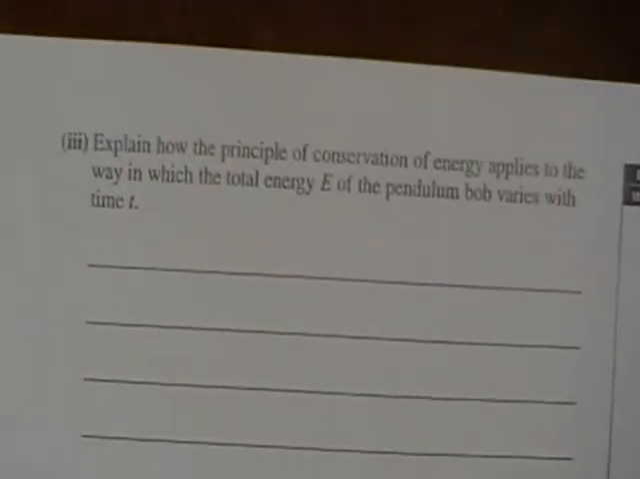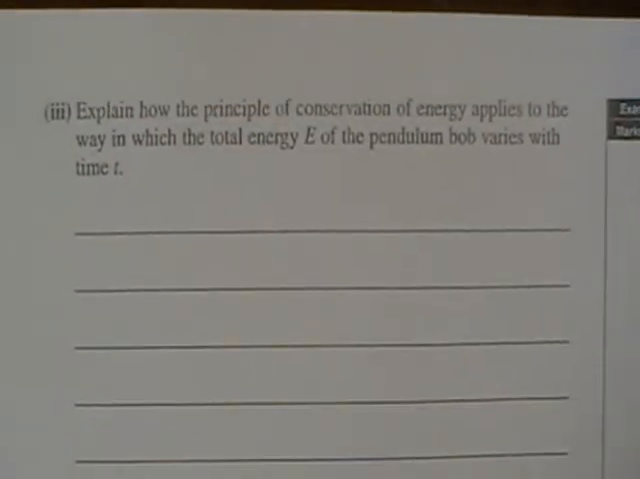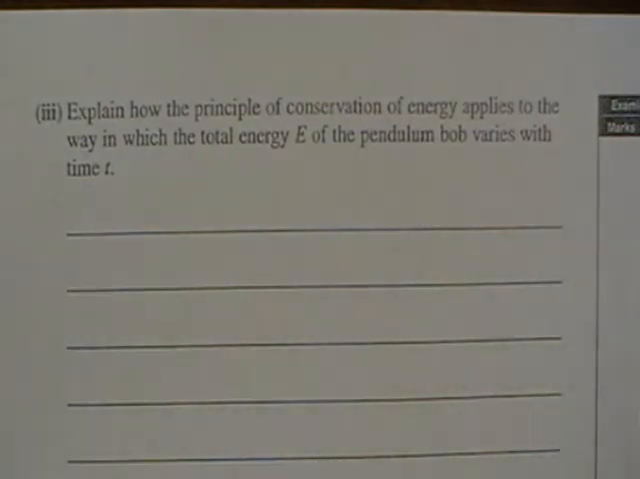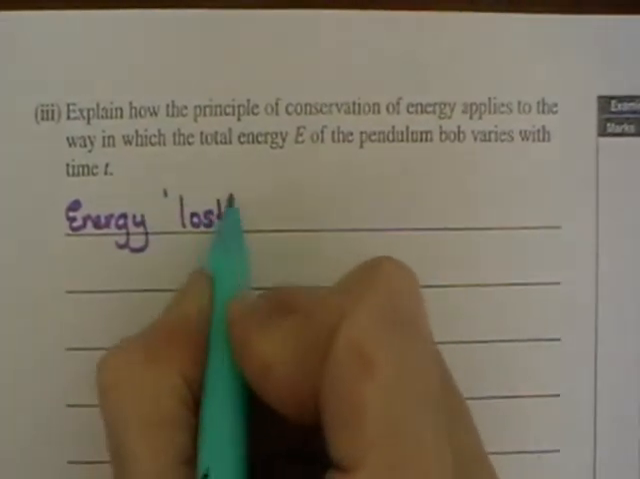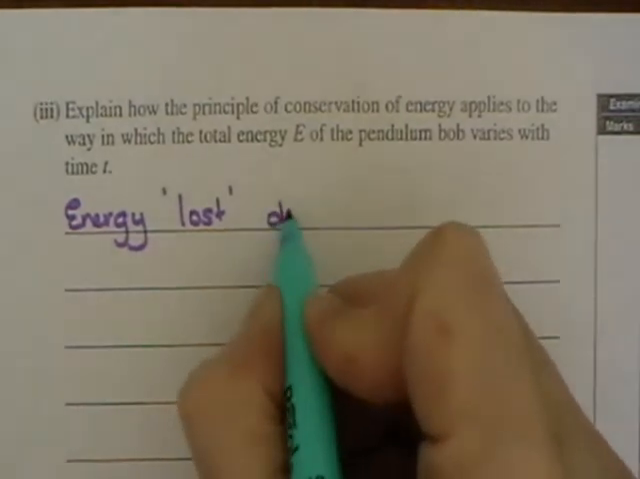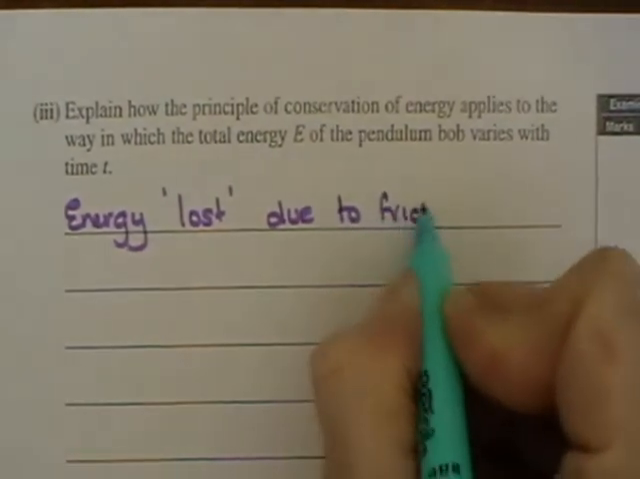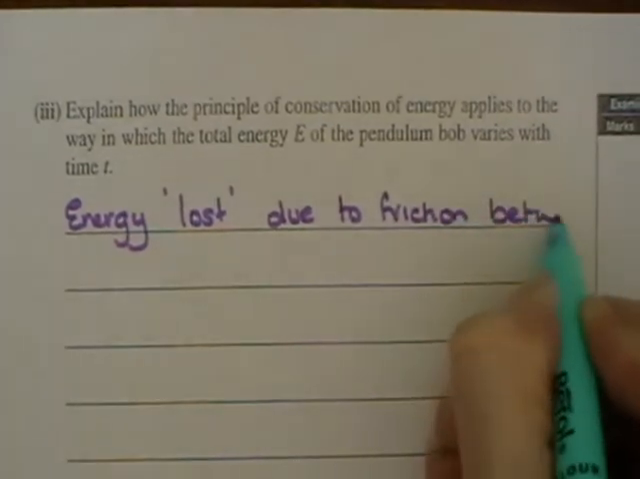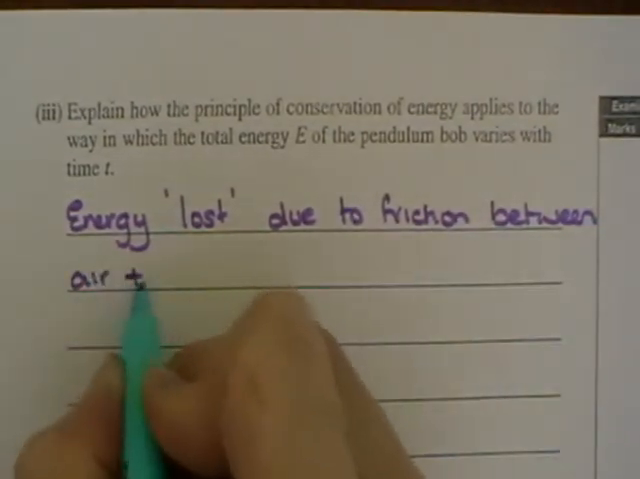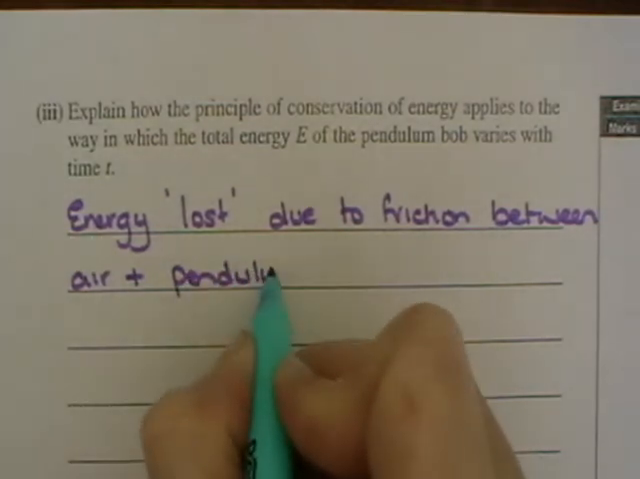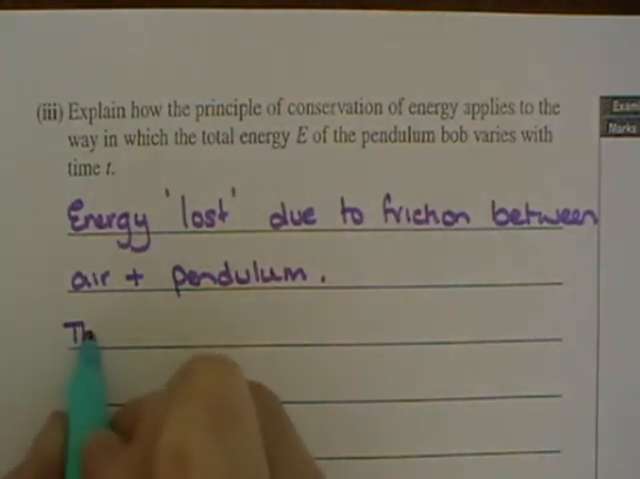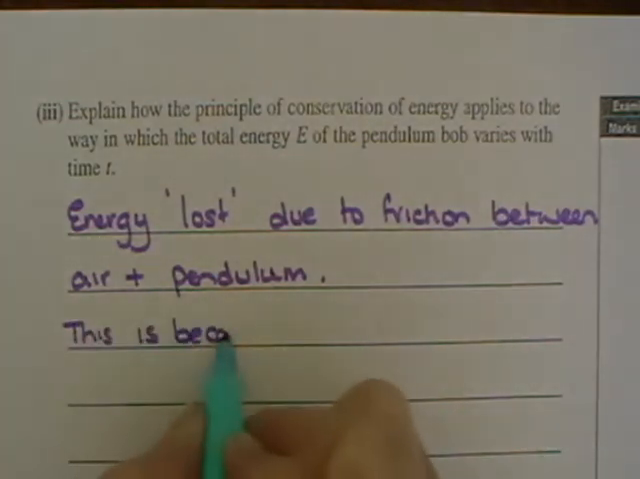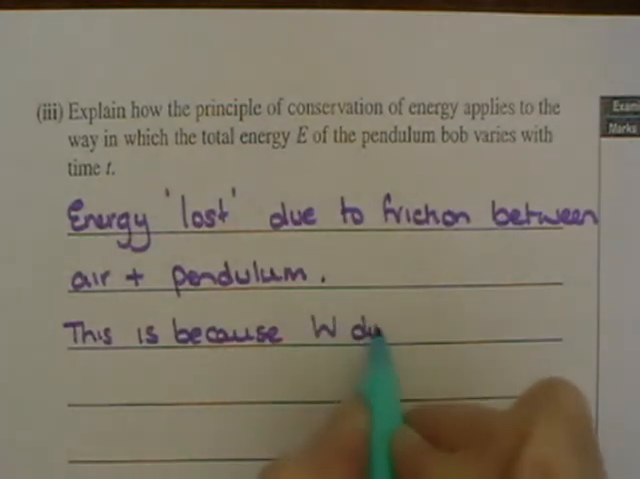Last part. Explain how the principle of conservation of energy applies to the way in which the total energy E of the pendulum bob varies with time. So energy is lost, or appears to be lost, due to friction between the air and the pendulum. This is because work is done against friction.